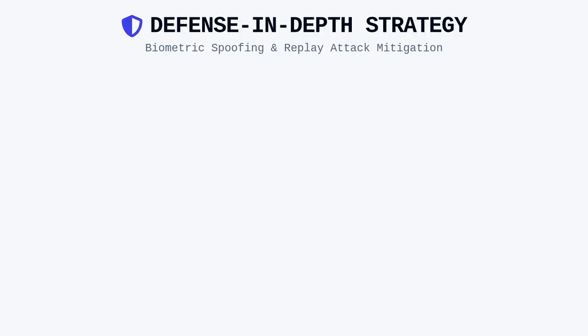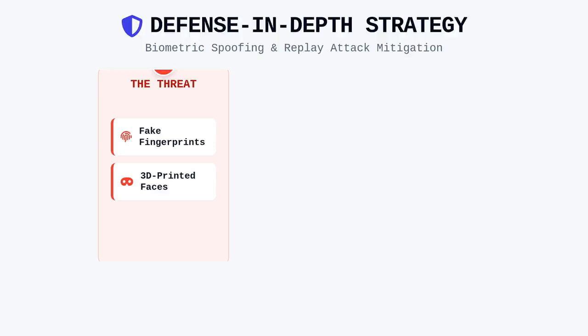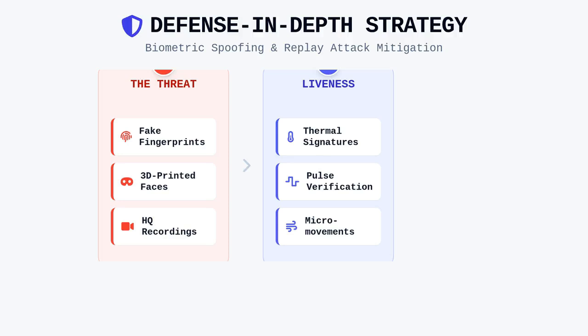Defense in depth is the only reliable strategy when dealing with biometric spoofing and replay attacks. We must assume that an attacker will attempt to present a fake fingerprint, a 3D printed face, or a high-quality recording to bypass authentication. To counter this, we implement liveness detection, which requires the system to verify that the biometric sample is coming from a living, present human being. This involves multimodal sensors that verify physical characteristics like pulse, thermal signatures, or micro-movements of the skin.